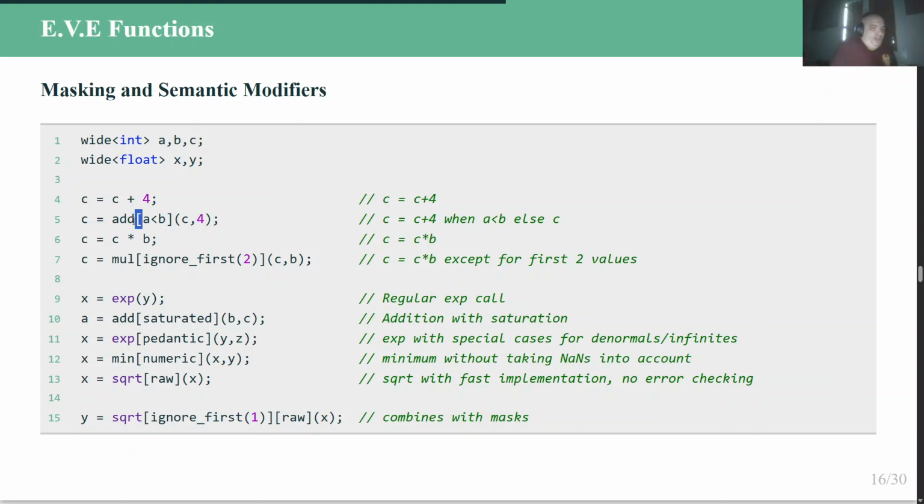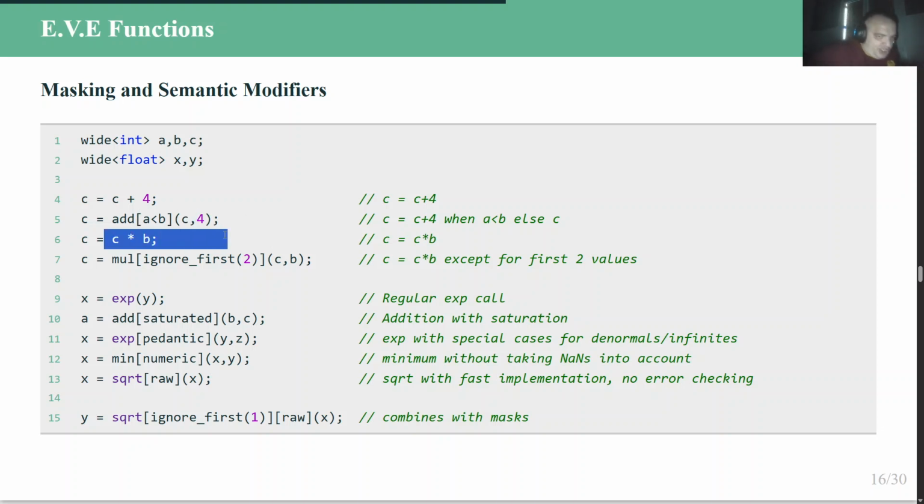Functions are actually not functions, they are function objects. So we use these tricks to add extra API on top of the function. So what does this mean? This bracket, A less than B, C4. Well, we are going to compute C plus 4 and put the result only where A is less than B. And where it is not, we are just returning the first parameter, which is C.